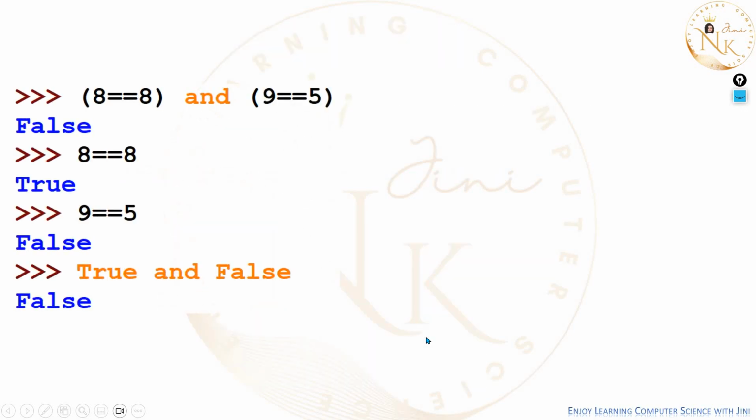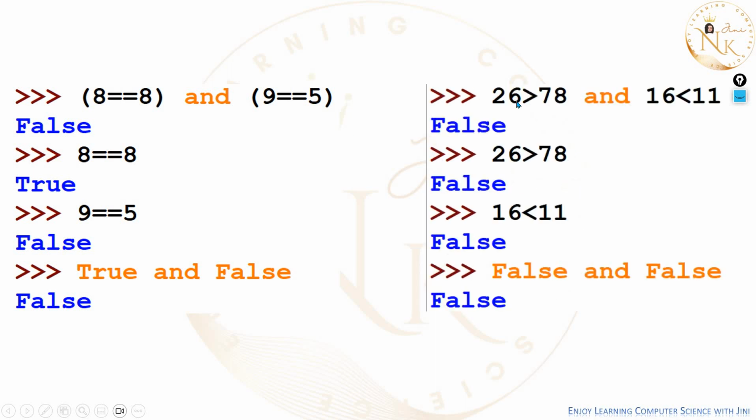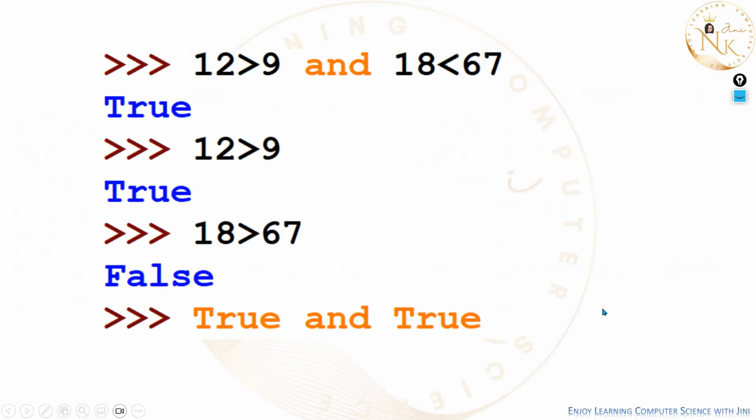Now, 8 is equal to 8, it is true. 9 is equal to 5, it is not equal. Hence, it is false. True and false is false. Now, is 26 greater than 78? No, it is false. Is 16 less than 11? No, it is not less than. So, it is false. False and false is false only, right? So, when both the operands are true, the output will be true. Otherwise, it is false, right?